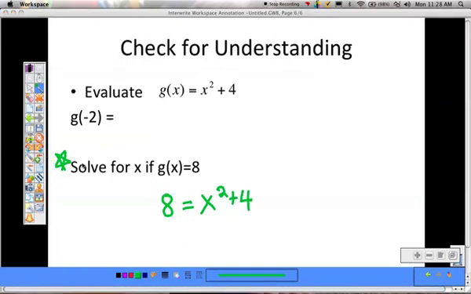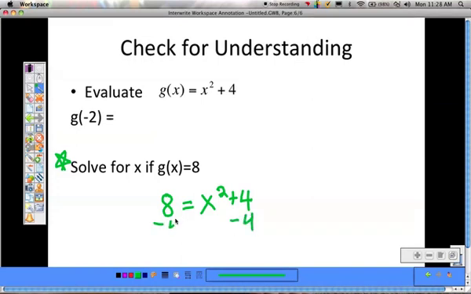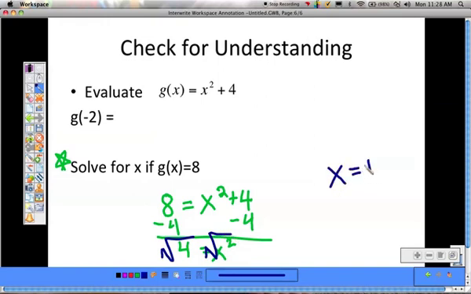Subtract 4 from each side. So we get 4 equals x squared. To get rid of a squared, you take the square root. We have x equals plus or minus 2, because 2 squared is 4 and negative 2 squared is 4. So that's solving for x.